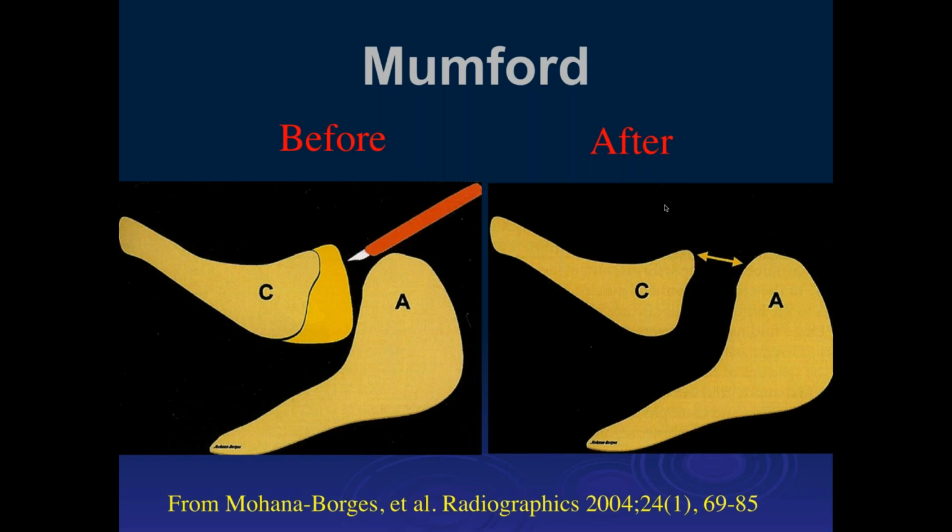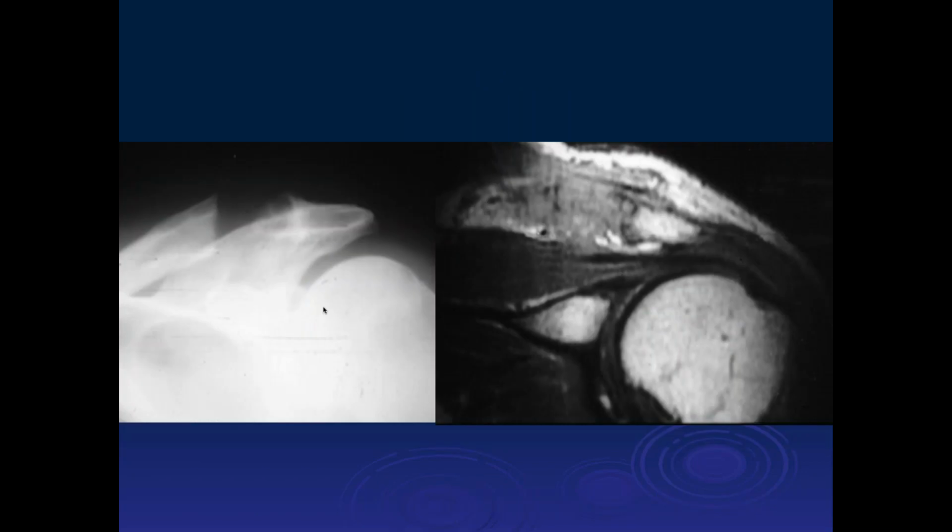So he went in and had a Mumford procedure, where you just resect the distal roughly a centimeter of the clavicle. This was his x-ray after the Mumford procedure. Here's the MR after the Mumford procedure, and you notice there's no longer any pressure down on the supraspinatus muscle and tendon. It took him about 6 weeks to recover from the surgery, and for the first time in a couple of years, he was back playing handball again within 3 months of having the procedure, with his symptoms almost completely resolved. So impingement is a real factor.